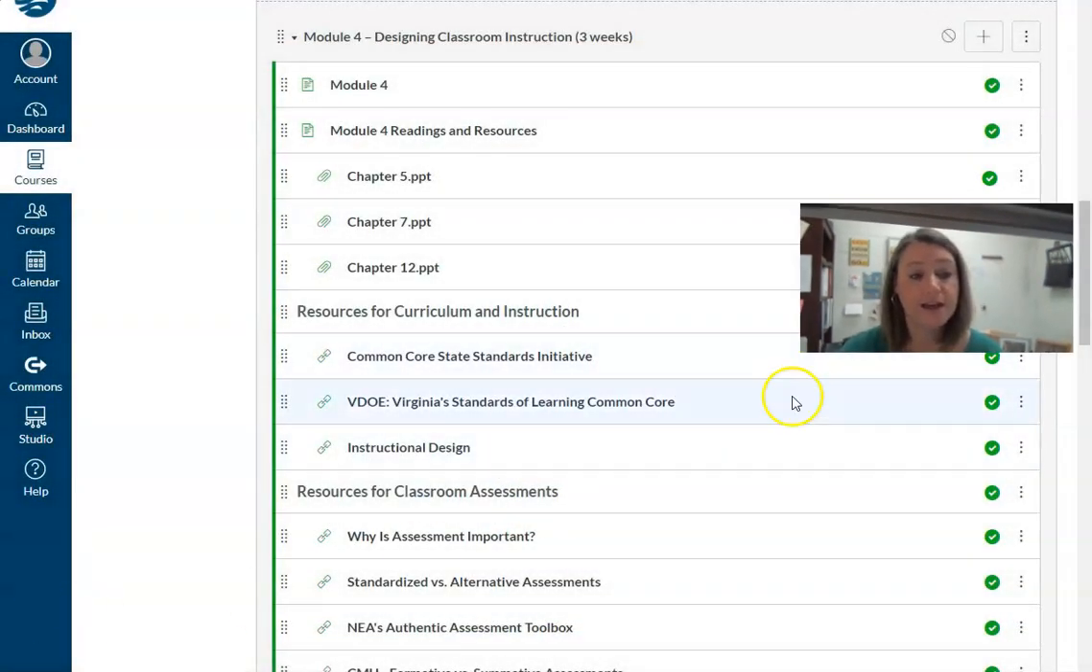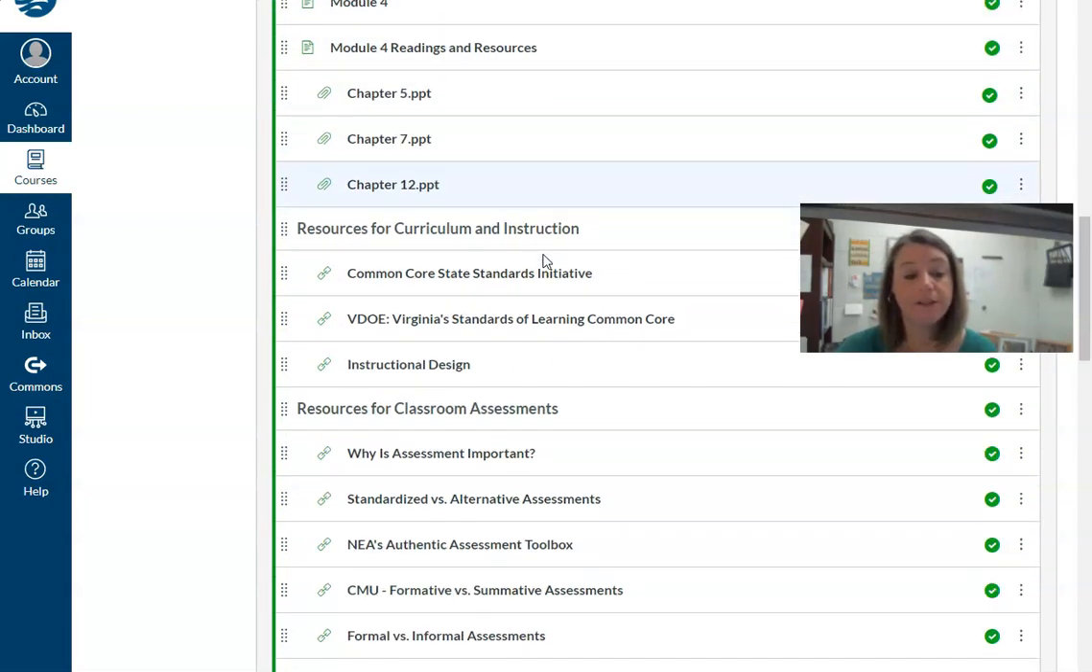But this week we're going to be starting Module 4, which is going to cover 3 weeks. And this really is kind of where we're getting to the practical part of teaching. So when you look at Module 4, you're going to see that the title of our module is Designing Classroom Instruction. And so you're going to be looking at 3 different chapters in the book, looking at curriculum, looking at technology, and then looking at school reform. So you'll see that I have for you all of the PowerPoints. I've also put in the link for the standards of learning as well as Common Core.